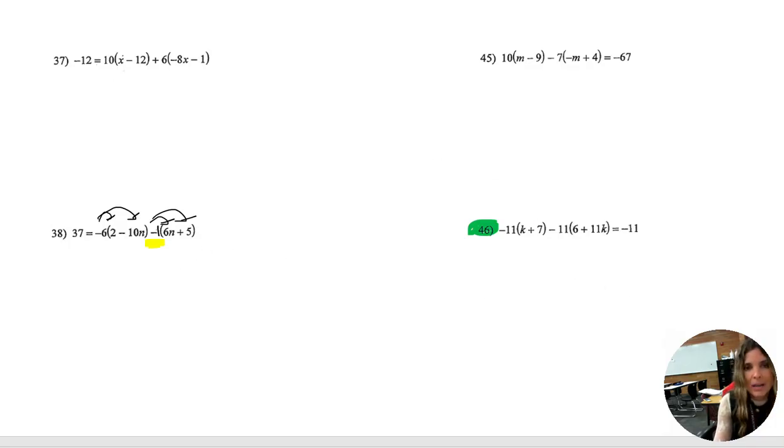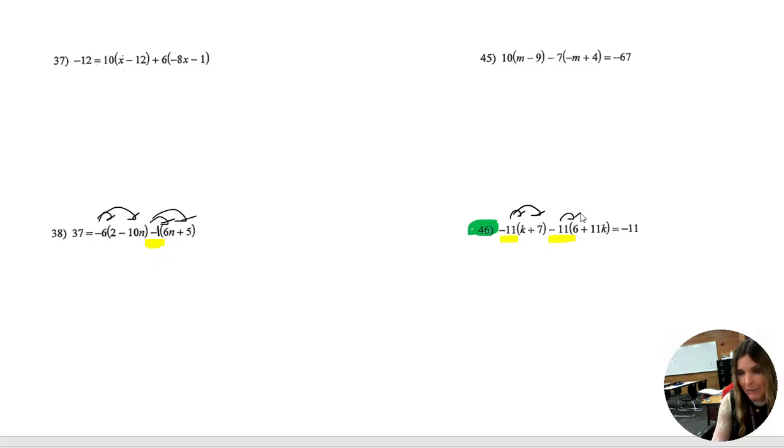On 46, there are two things we need to distribute. We've got to distribute the negative 11 to both the k and the 7, and we've got to distribute the negative 11 to both the 6 and the 11k. So remember that we distribute, and then we combine like terms, and then we solve.